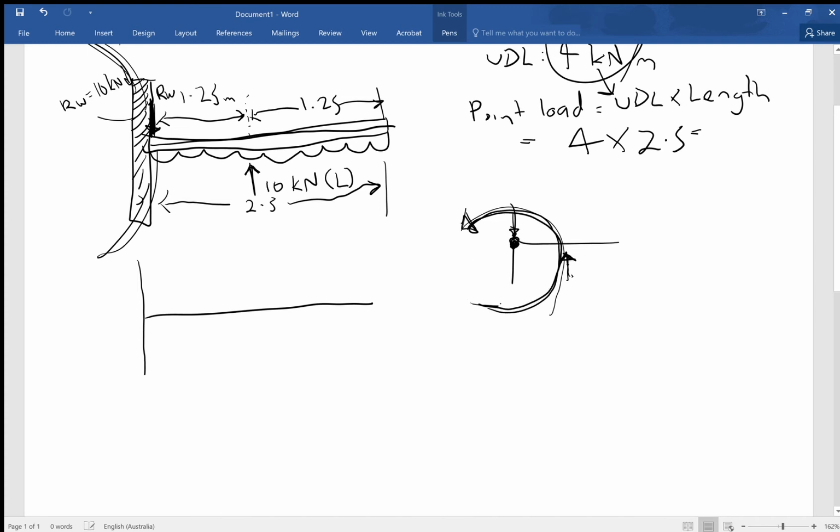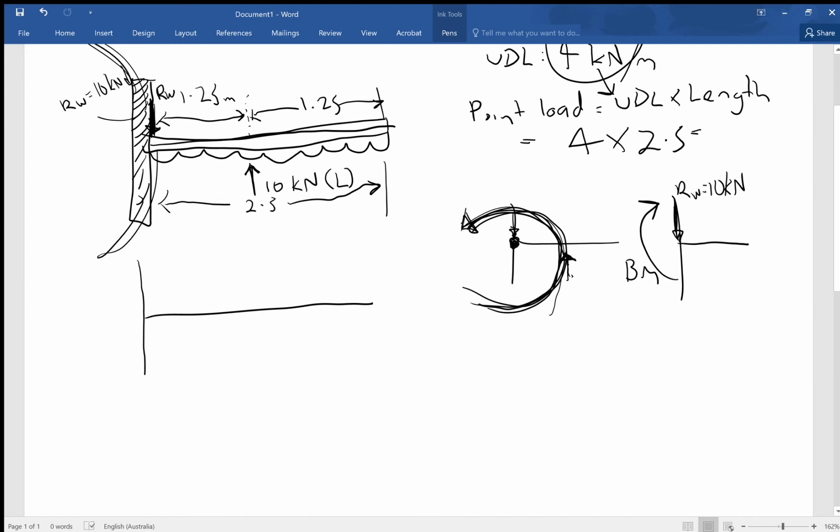So if we have an anti-clockwise rotation wanting to happen, the reaction at the wall, the bending moment at the wall, has to be opposite. So our bending moment at the wall will have a reaction at the wall of 10 kilonewtons, and we'll have a bending moment that's going clockwise to counteract the way the beam wants to be heading. Okay, so that's an explanation of those reactions.